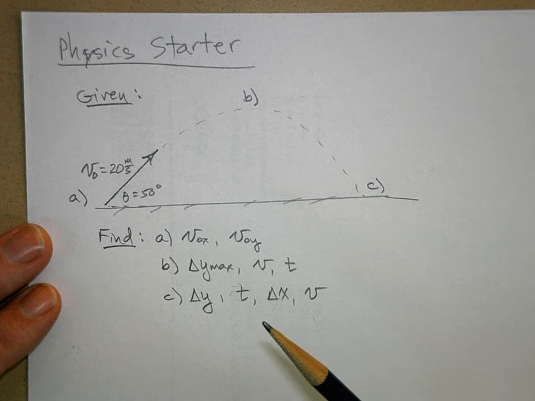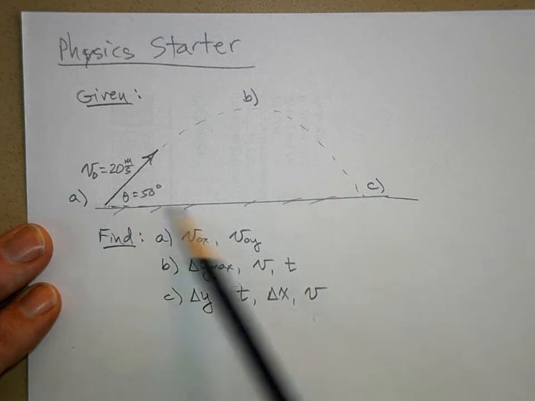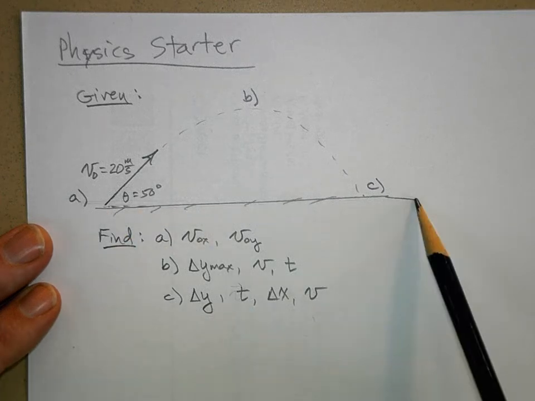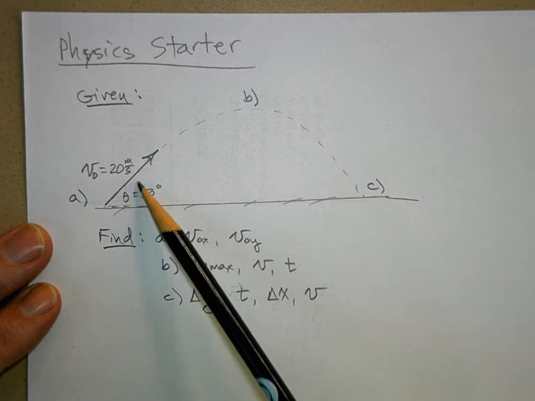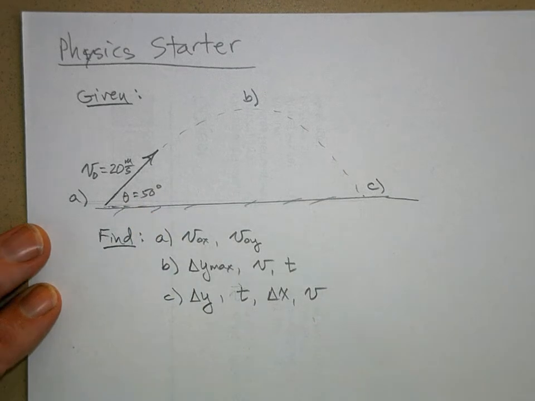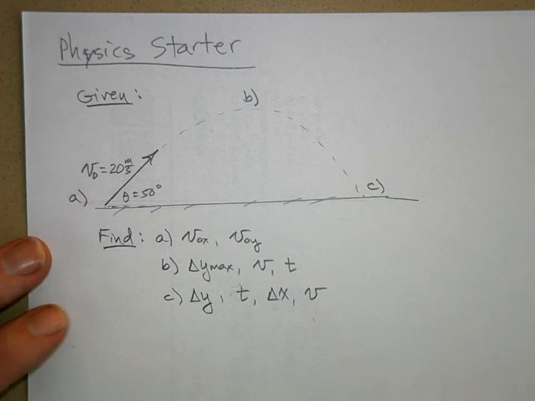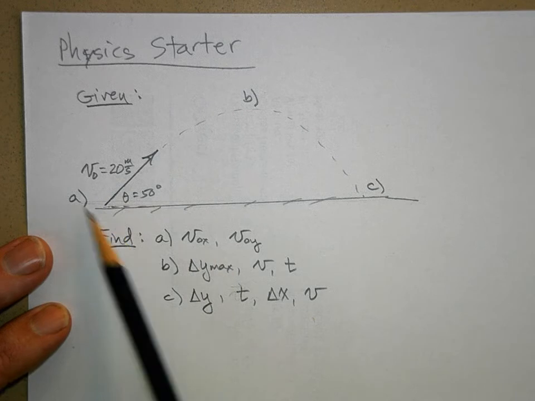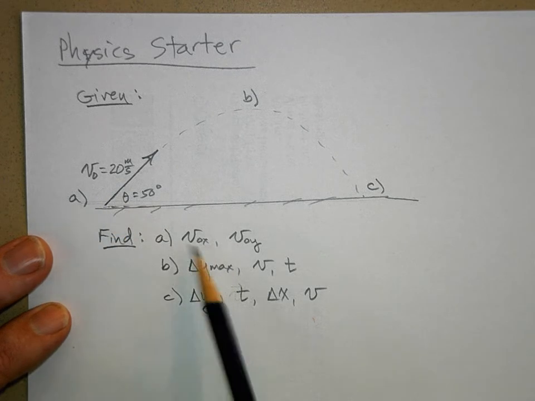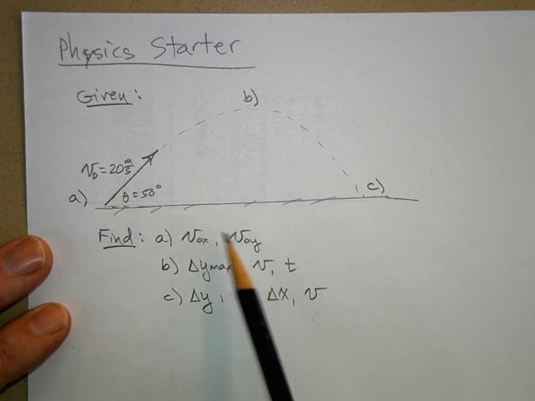We have a football that's being kicked off on a flat football field, and it's launched at an angle of 50 degrees to the horizontal, moving at a velocity of 20 meters per second. Part A, and here's A right here, what is the initial velocity in the x and in the y directions?